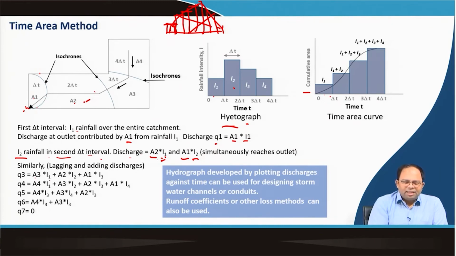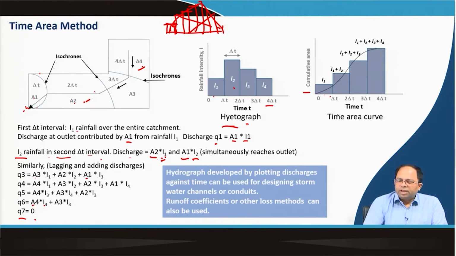Similarly, for Q3 it is A3 I1 plus A2 I2 plus A1 I3. We keep on doing that, and eventually we see that Q6 is A4 I4 plus A3 I3, because the rainfall may have stopped, the rainfall may also stop in between, and Q7 is equal to 0. Usually we see that the rainfall intensity is coming down, and in the fourth time period this value is coming in, but there is no rainfall at this point of time, right, because the rainfall has already stopped, but water is still reaching this particular point.